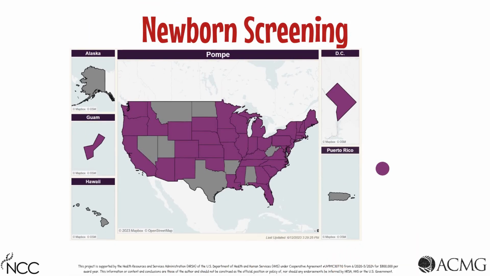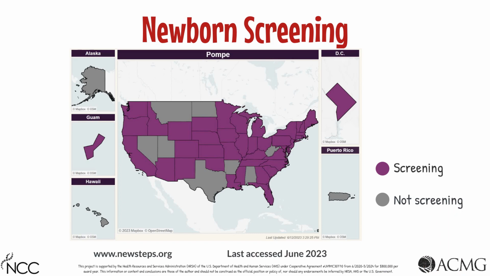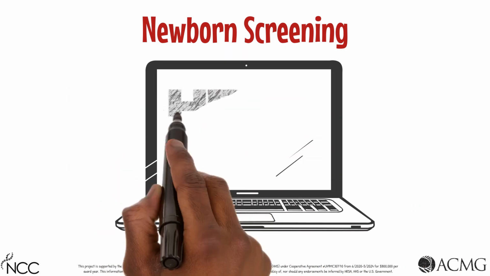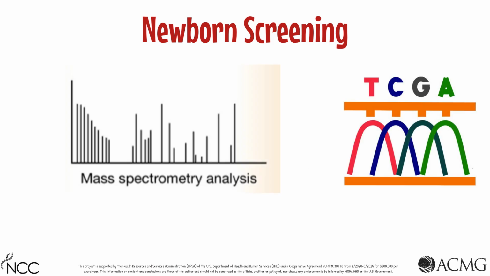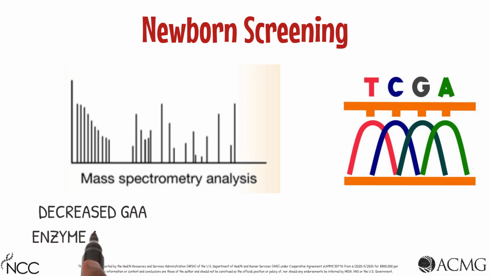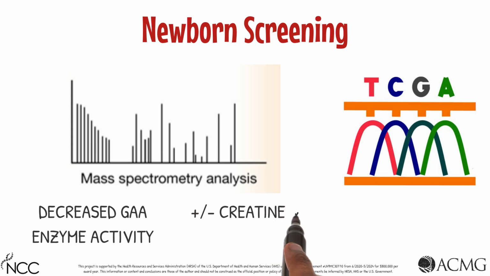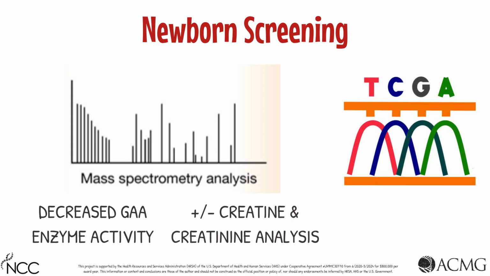At this time, not all states provide newborn screening for Pompe disease. A good resource for checking a state's newborn screening panel is the newbornscreening.hrsa.gov website. In the states that do screen for Pompe disease, testing is generally performed by examining levels of the acid alpha glucosidase enzyme, which is decreased in individuals with Pompe disease. Some programs also examine the levels of creatine and creatinine or do gene sequencing as an additional tiered test to help improve screening, differentiate between types, and rule out cases of pseudodeficiency.